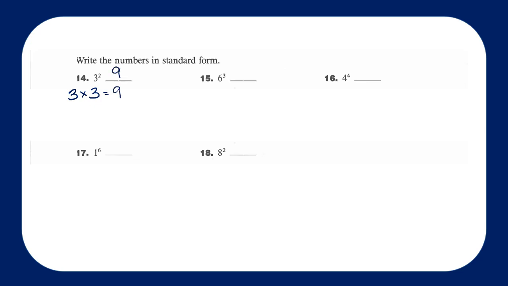For question 15, it's 6 times 6 times 6. 6 times 6 is 36. 36 times 6. 6 times 6 is 36. 6 times 3 is 18, 19, 20, 21. So our answer is 216.